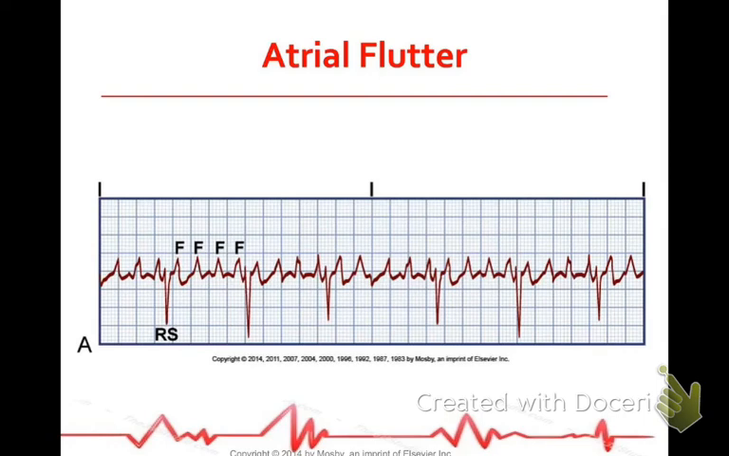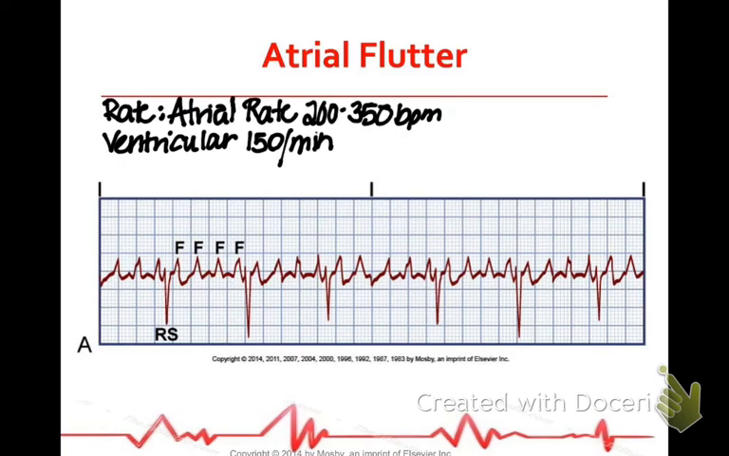All right, so now we're going to go into a flutter. We're almost done, guys. A flutter, atrial rate is 200 to 350. Your ventricular rate is 150. I wouldn't try to memorize these on this, okay? On these AFib and A flutter rates. But know that they're fast and try to remember to recognize what it looks like.